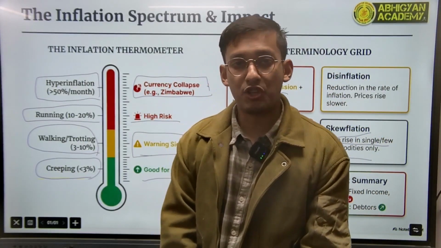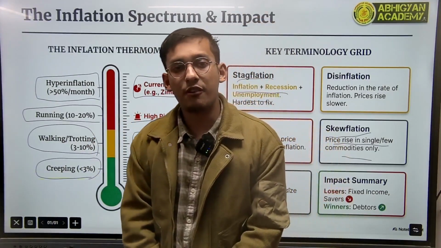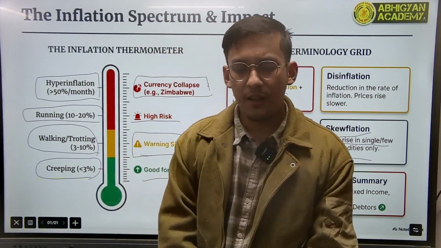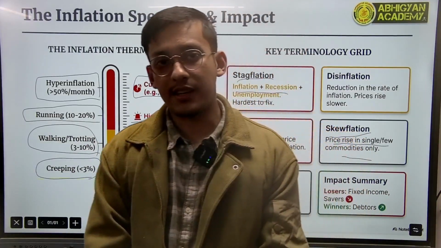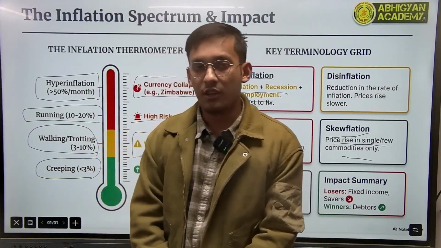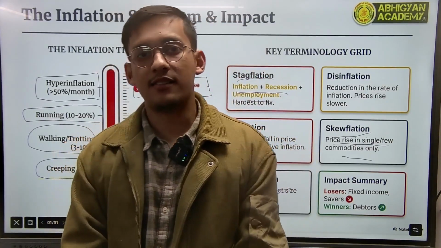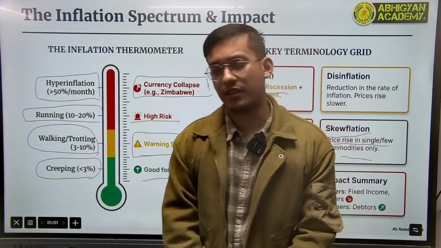Whereas in disinflation, there is inflation. Inflation keeps on rising, but the rate of inflation falls. For example, if this year inflation is at 30% and next year inflation rises to 31% and the next year rises to 31.2%, we can see it rose 1%, then 0.2%, right? So that is your disinflation.